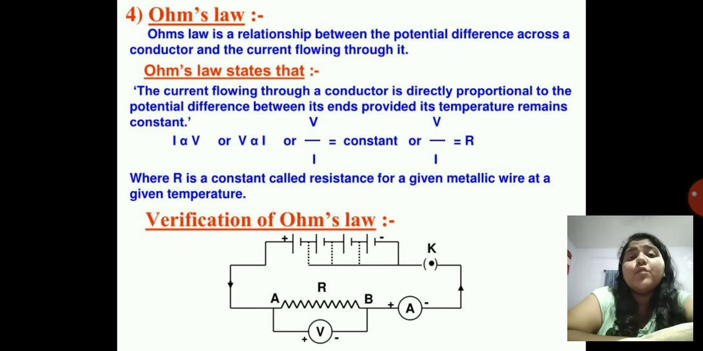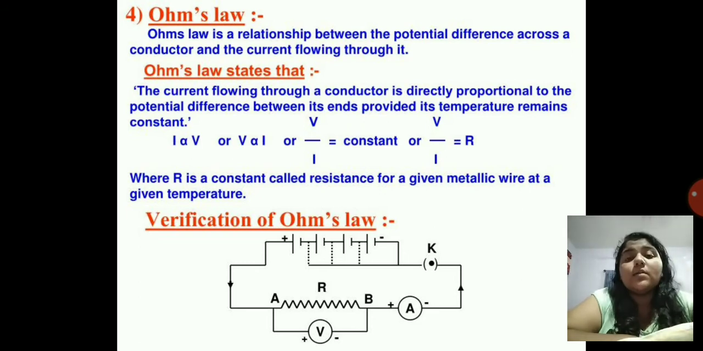In the previous video we have seen about the voltmeter, the ammeter, what is electric current and what is charge. In this chapter we are going to see a great scientist, Ohm, who has given us Ohm's law. Ohm's law is a relationship between the potential difference across a conductor and the current flowing through it. There were two components we saw in the earlier video, the potential difference and the electric current. So what relationship do they have? This relationship is shown in Ohm's law.